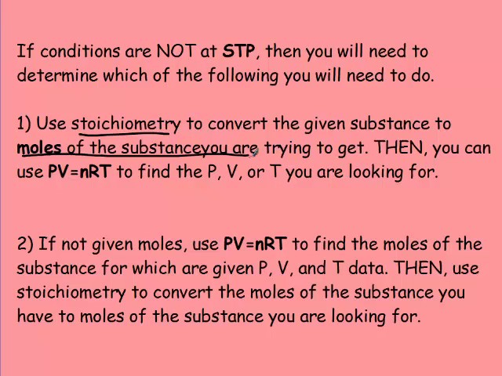If you're given P, V, and T, then we're going to use PIVNERT to solve for moles. Then, once we have moles of the substance that we have the P, V, and T data for, then we'll just do our mole-to-mole conversion to get it in the unit we're looking for. All right, so it's either PIVNERT then stoich, or stoich then PIVNERT.